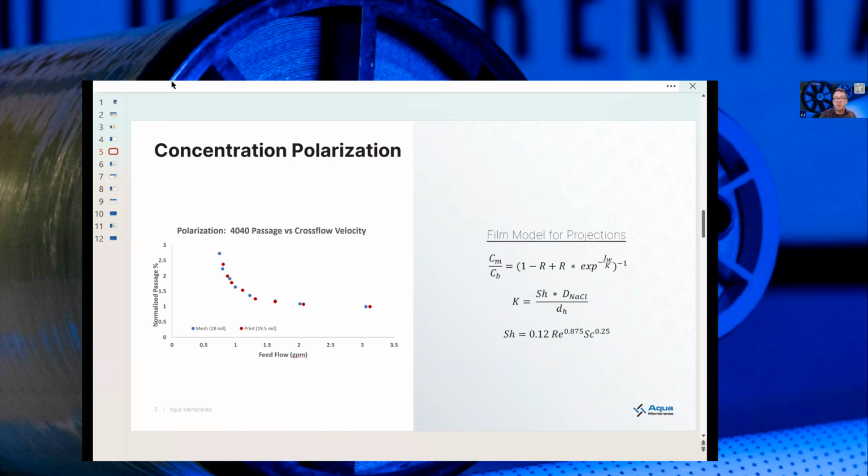It's also a good thing in terms of how we project system performance, because that allows us to leverage a lot of the work that's been done before with film theory as a way to be able to predict polarization at different flux rates, different cross-flow rates.